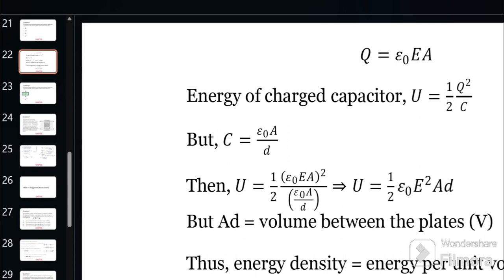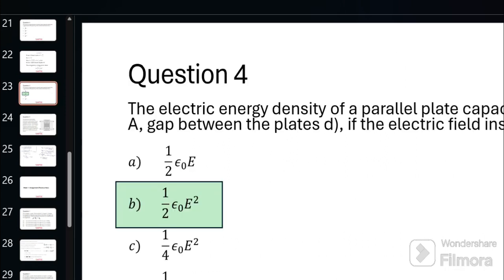So we get the energy of the charged capacitor and then we divide by the volume. We already know the volume of the dielectric medium will be the cross-sectional area of the capacitor plate into the distance between the two plates, that will be the dielectric medium's volume. So we get this answer. Answer is B, 1 by 2 epsilon naught E square.